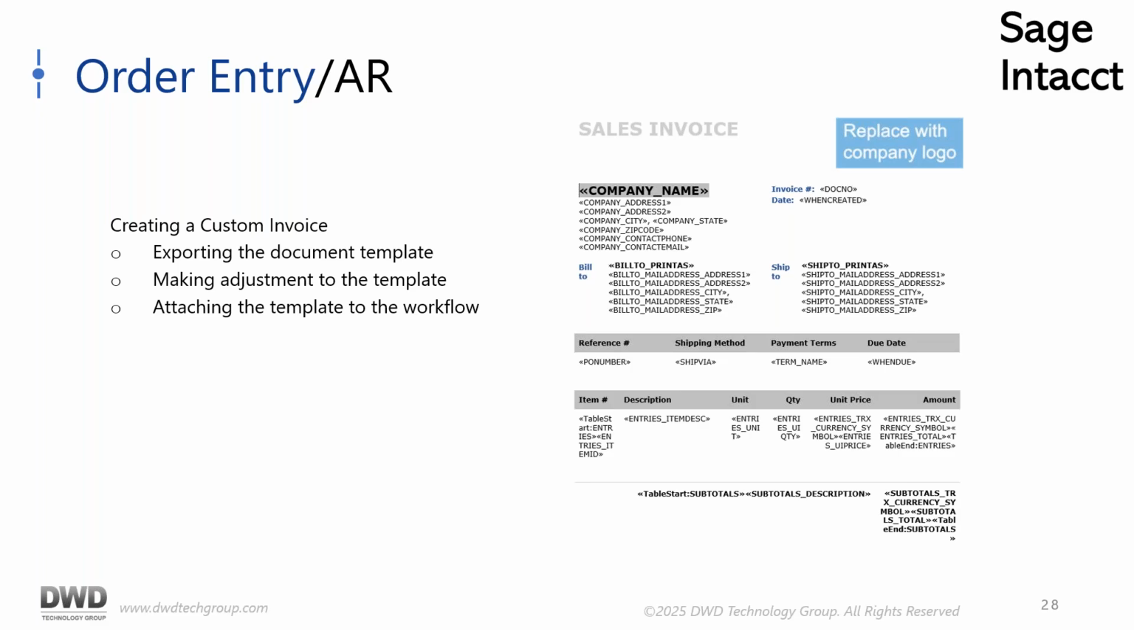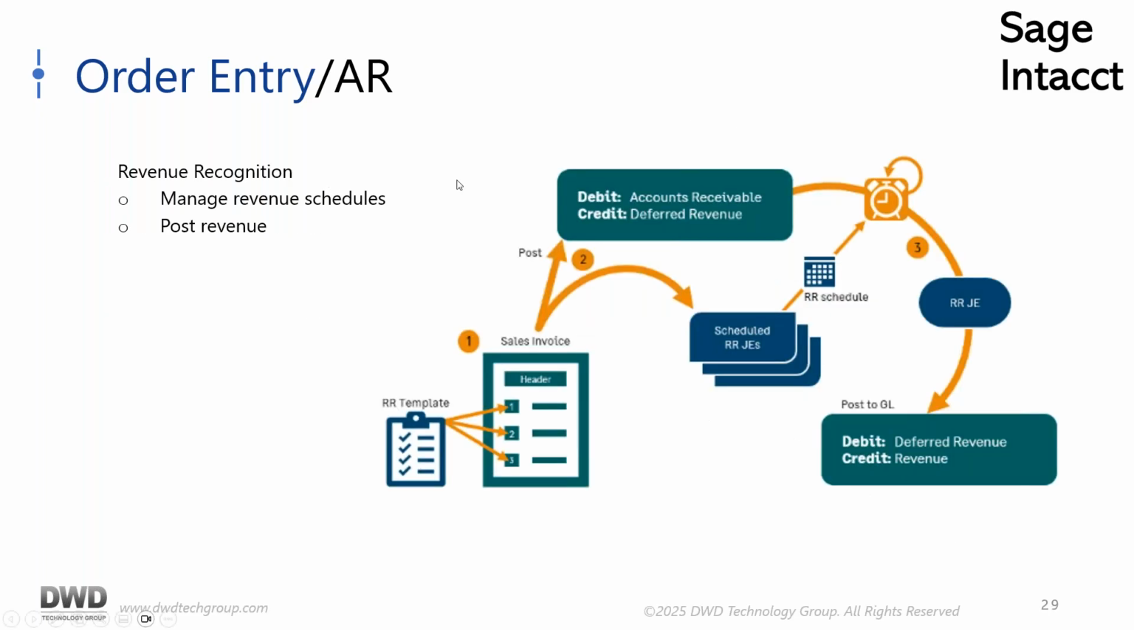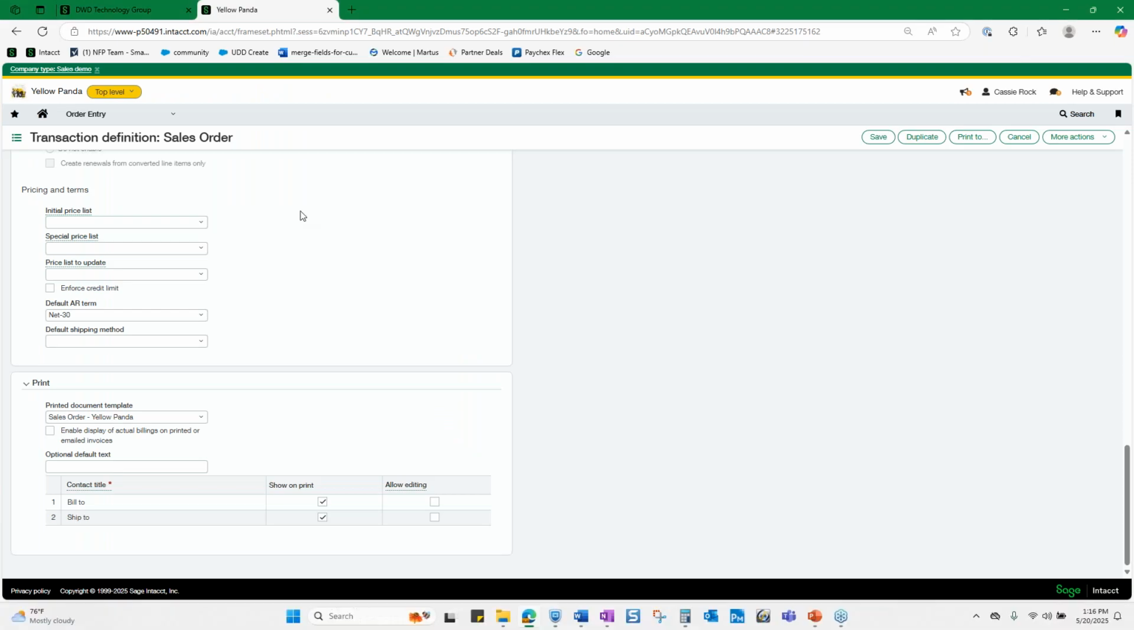So next, I'm going to go over the revenue recognition. This feature allows you to defer income and amortize revenue over time. You have the option to set up a schedule or manually post the journal entries for the revenue. So I'll get into that and show you how that's done. So I'm going to switch back to Intacct again.